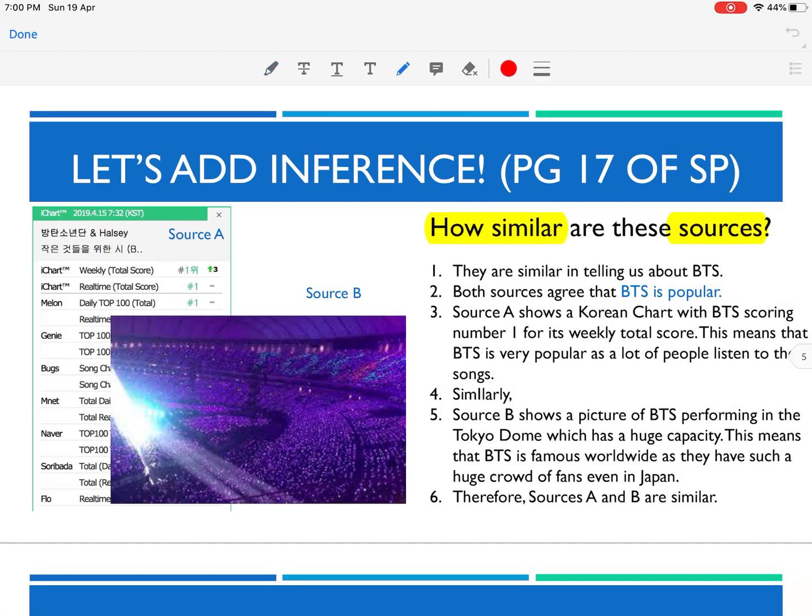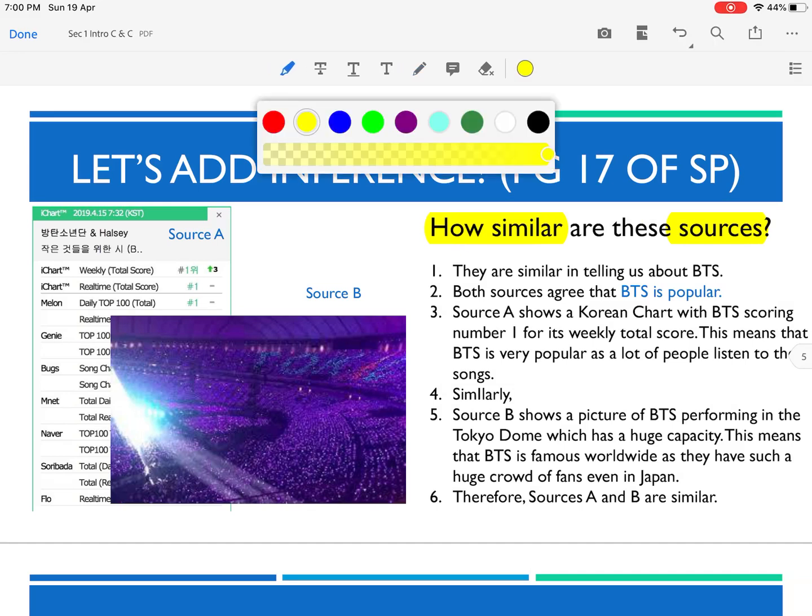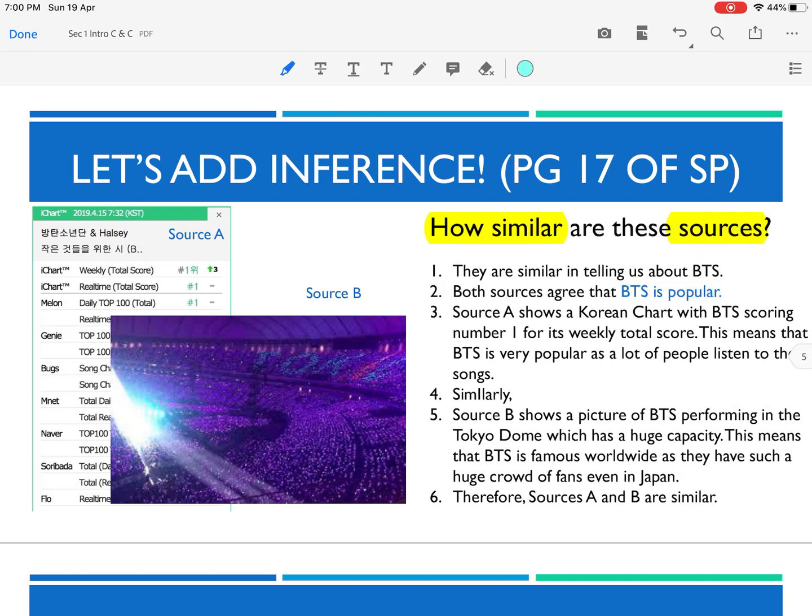Now, if you look at the step-by-step answers, number one, they are similar in telling us about BTS because both talks about BTS. Number two, both sources agree that BTS is popular. Okay, so this part, BTS is popular, I'm going to come to that later. How do I know that they are popular? I need evidence to back up this statement. Source A shows a Korean chart with BTS scoring number 1 for its weekly total score. This means that BTS is very popular as a lot of people listen to the songs.